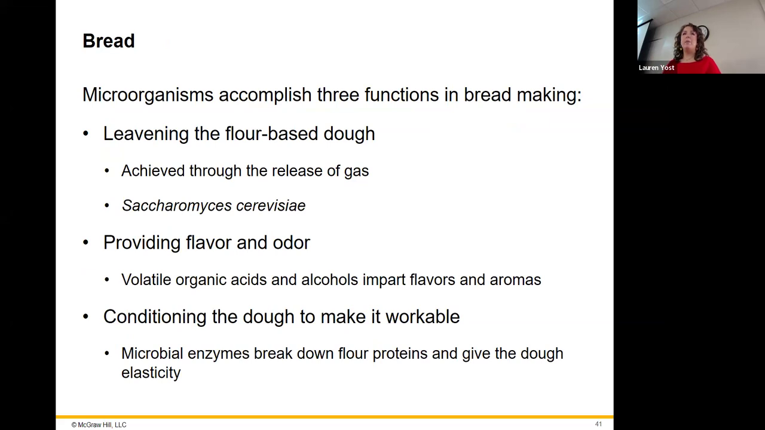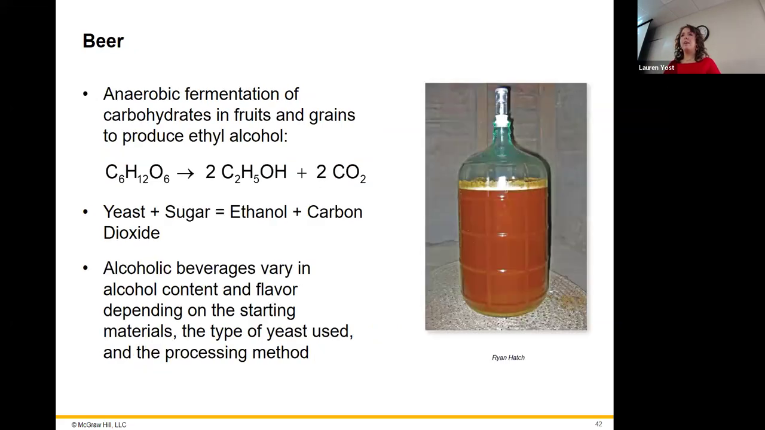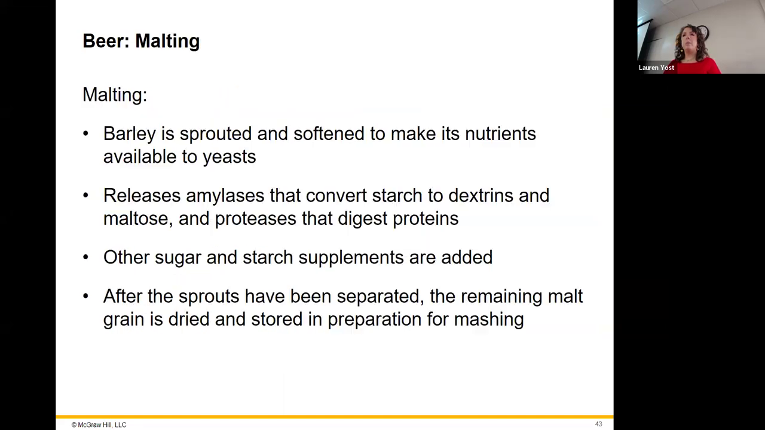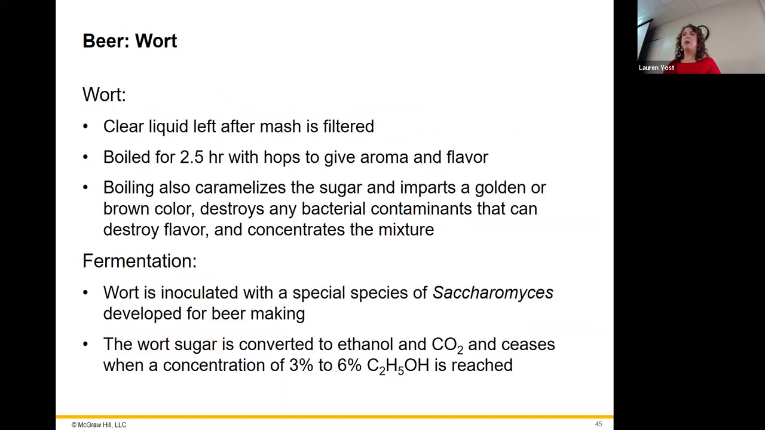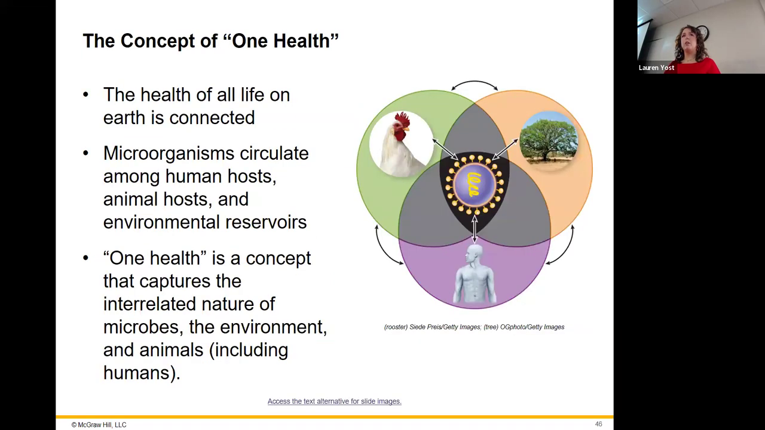All right, we already know about bread. We know we can use yeast to make gas, beer, we're making alcohol with our yeast. And there's all these processes that I'm never going to test you on involving this. If you're interested in beer and making beer, there are slides on that.